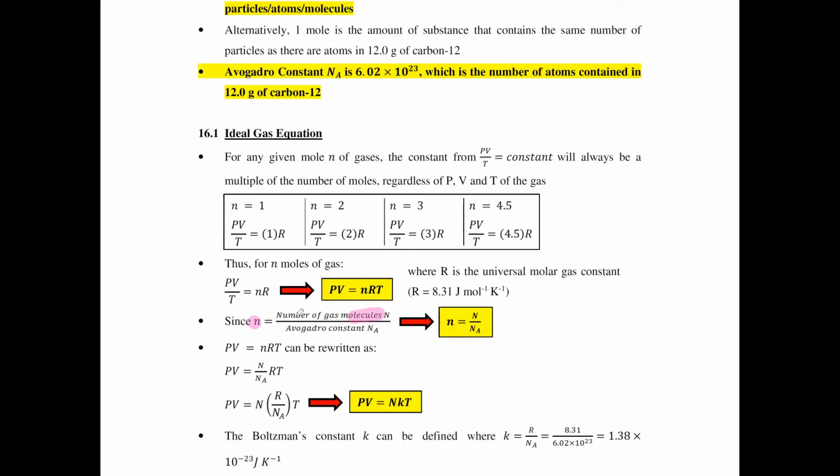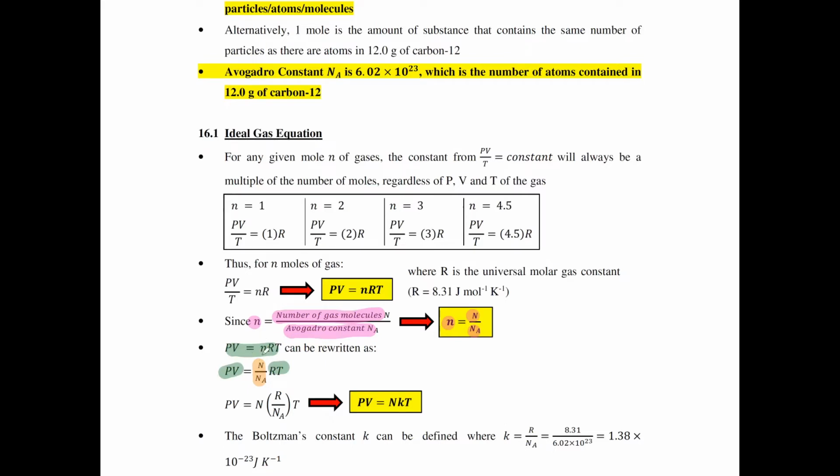Now, number of moles is actually number of gas molecules divided by your Avogadro constant. It is something that you also learned in chemistry at some point. Okay, number of moles is number of gas molecules divided by your Avogadro constant. All right, where we can now say n is big N over Na. Now, if you look at the equation PV equals nRT, if I sub in for small n, the number of moles, I'm going to get big N over Na. So my equation now becomes something like this.